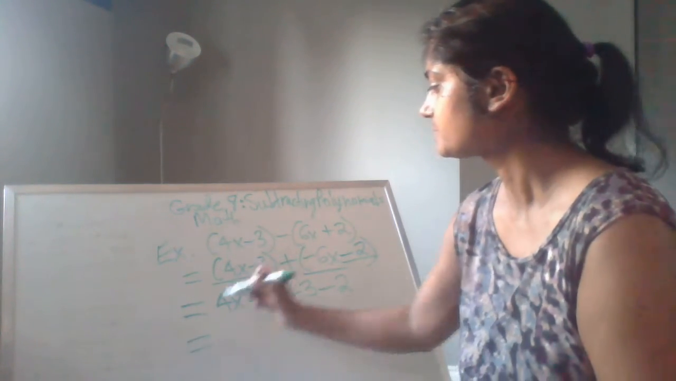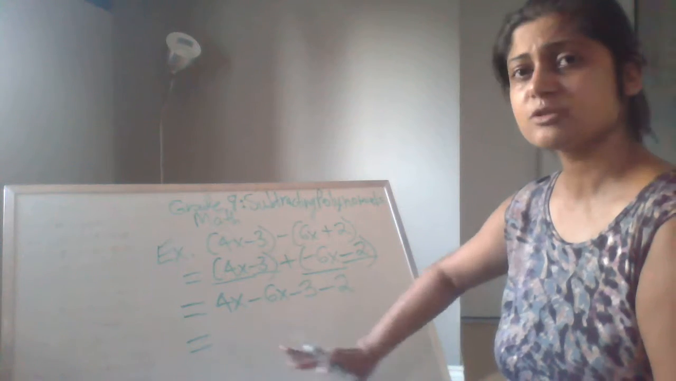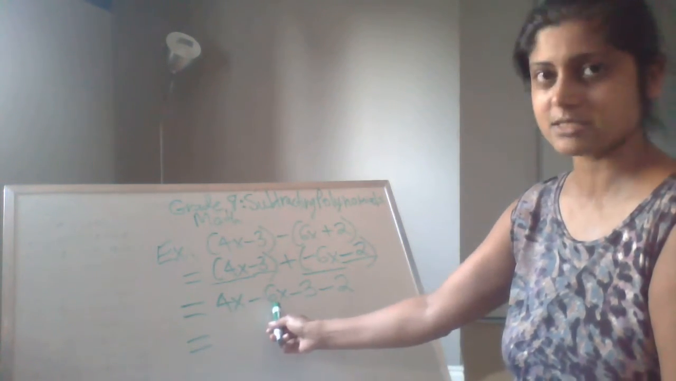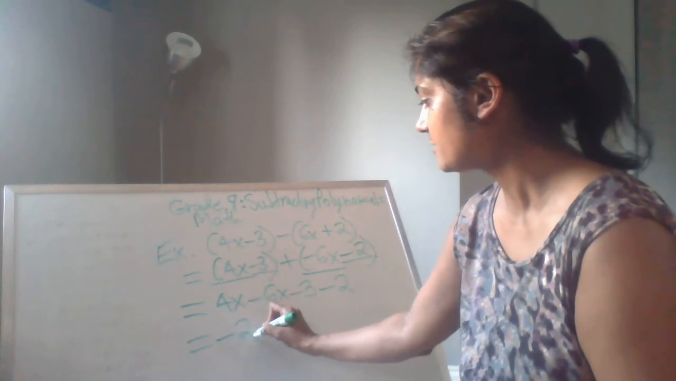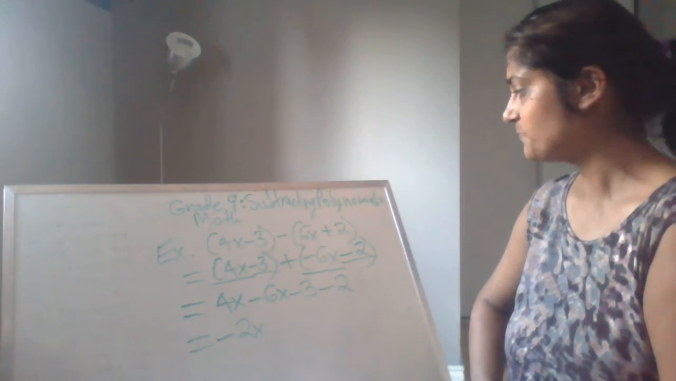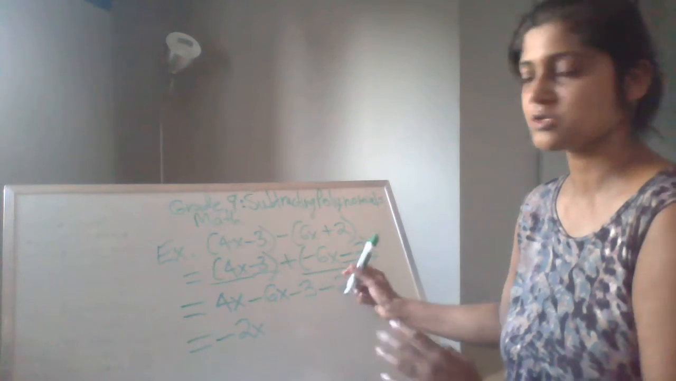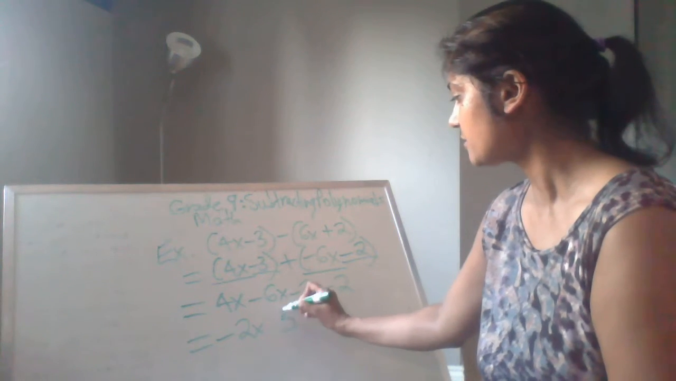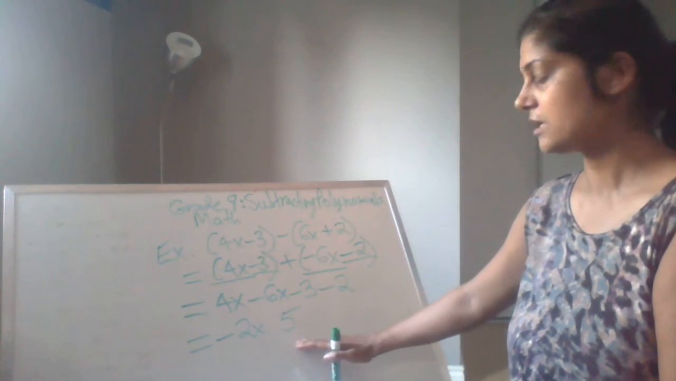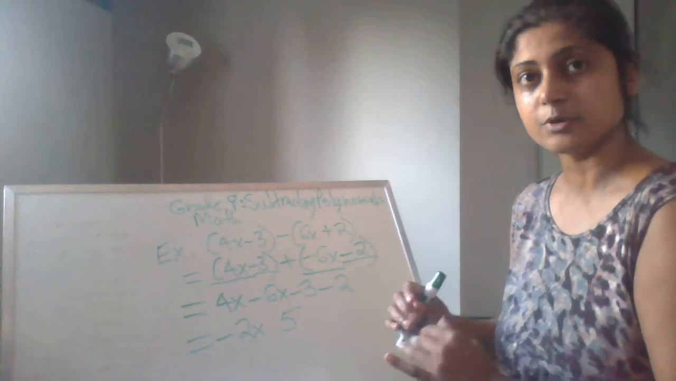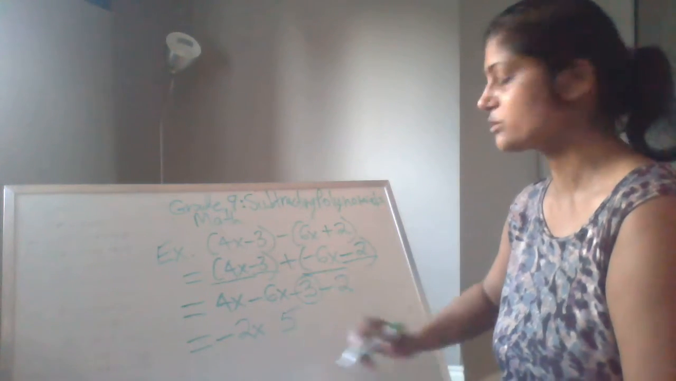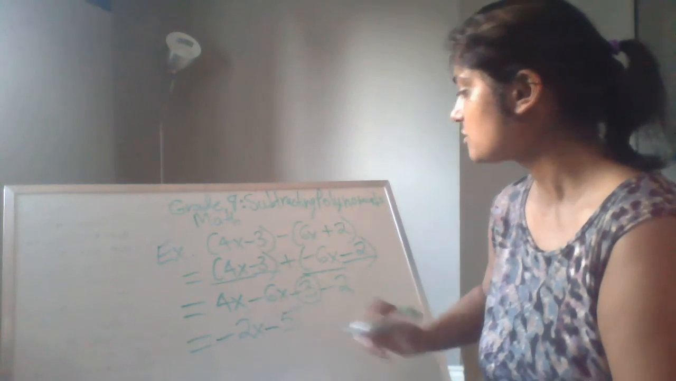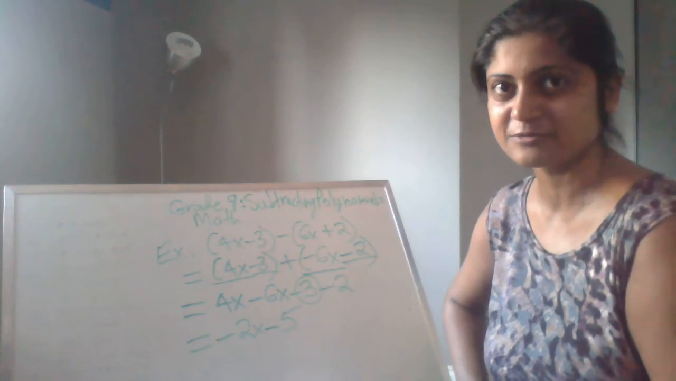Now we have the like terms together. We're just going to add and subtract these like terms. I'm doing 4 minus 6, which is negative 2x, and this is negative 3 minus 2. For integers, when the signs are the same, I'm going to add them together. I'm doing 3 plus 2, which is 5. Then you look at the number that is bigger. Here the 3 is bigger, and the sign for the 3 is negative. So this is negative 2x minus 5.